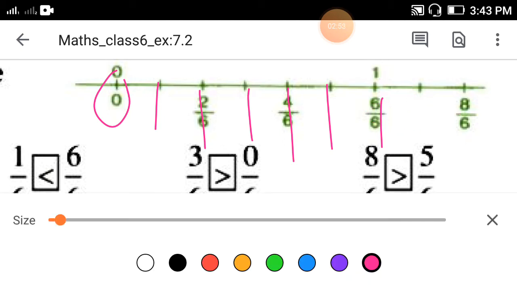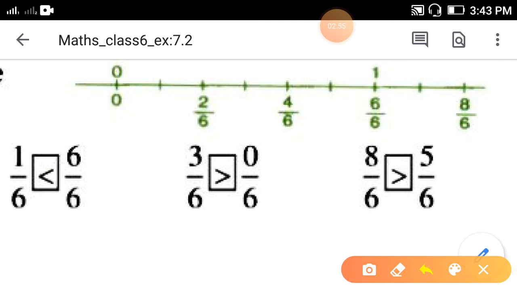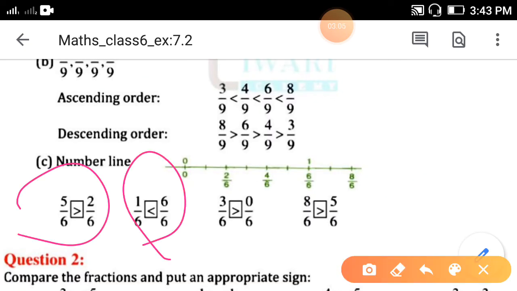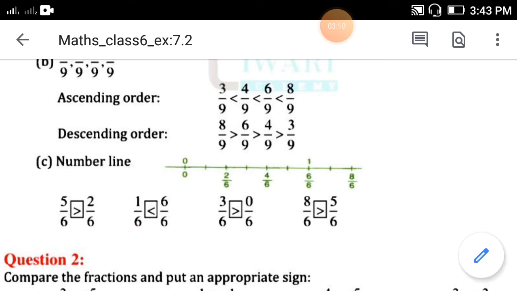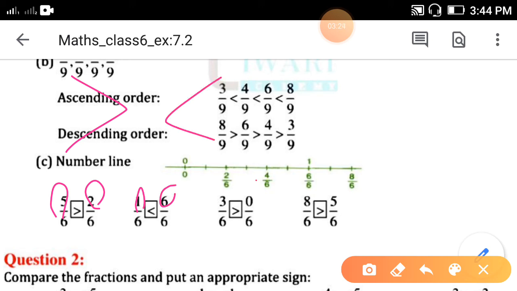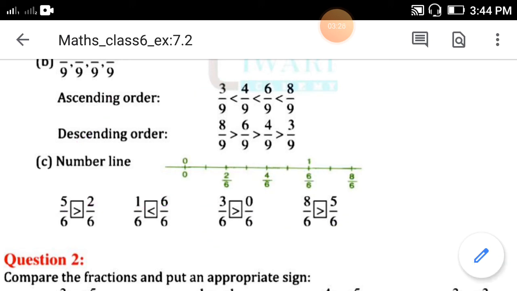Now you can see the question in your textbook. It's 2 upon 6, 4 upon 6, 6 upon 6 and 8 upon 6. And here some fractions are given. You have to put the appropriate sign, greater than, less than or equal to. Now denominators are equal, so you have to see the numerator only. 5 is greater than 2, so the greater than sign you have to put. 1 is less than 6, so the less than sign you have to put. 3 is greater than and here 8 is greater than.